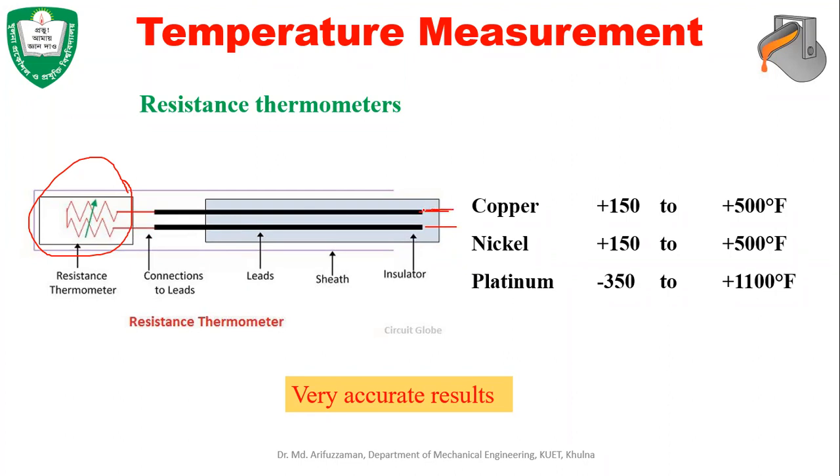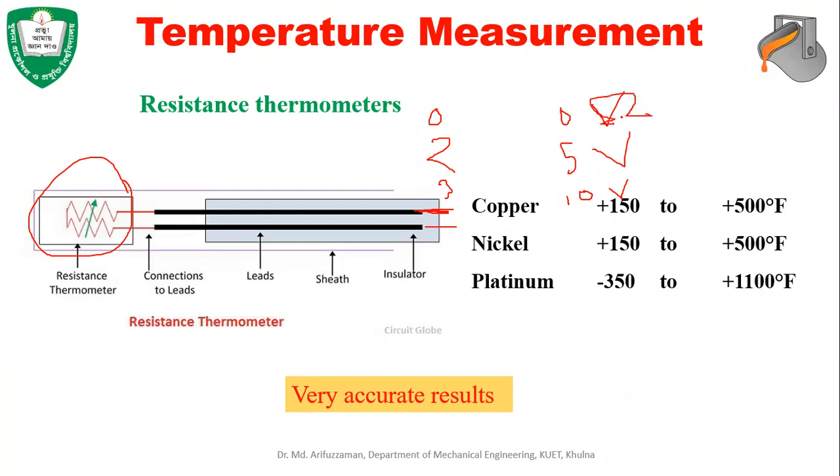It works in such a way that when you put this in an unknown temperature, the voltage between these two terminals changes. Let's say at 0 degrees Celsius, the voltage we get is zero volt. At 2 degrees Celsius, we get 5 volt. And at 3 degrees, we get 10 volt output. With the increase of temperature, the resistance changes.